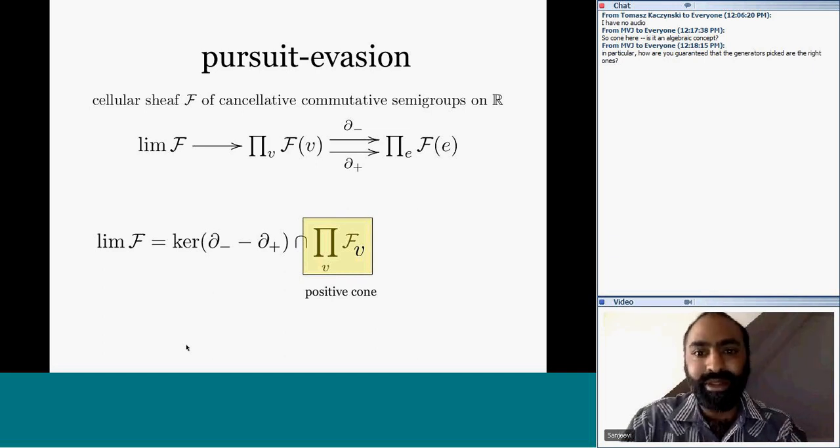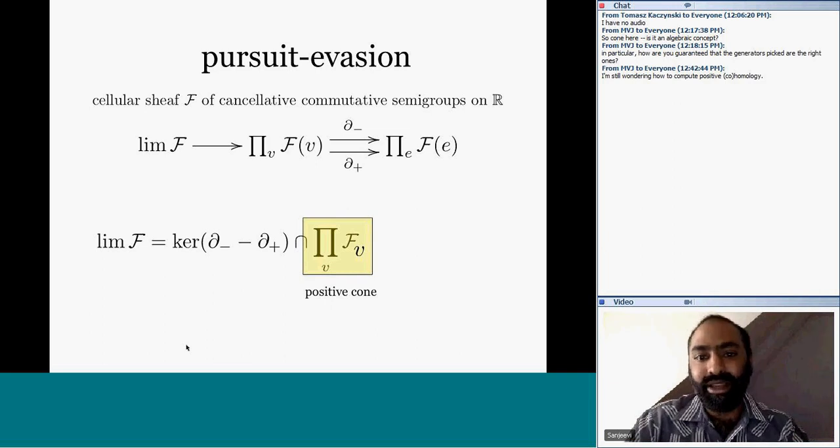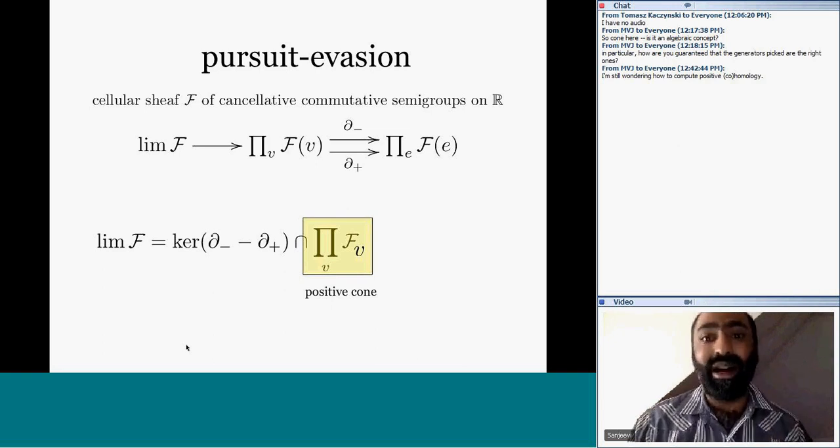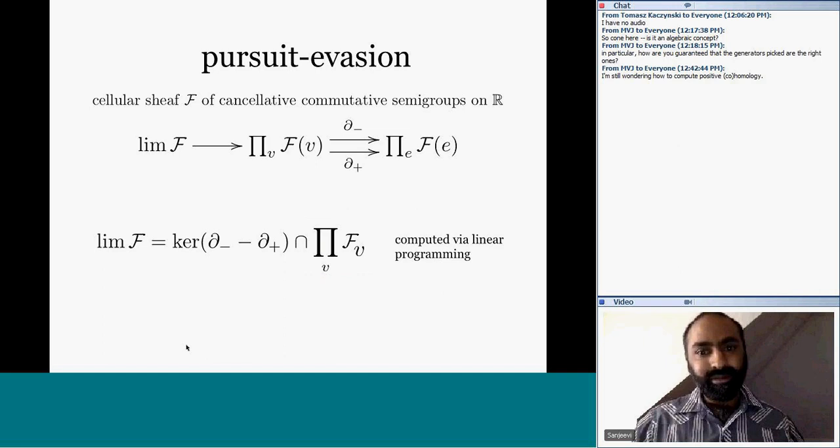Here we have a problem, the pursuit-evasion problem. We can completely answer it by computing an appropriate global section of a sheaf of positive cones. And to compute that, you have to do some sort of linear algebra and some linear programming. A combination of the two things really belongs in some subject that we might call homological programming.